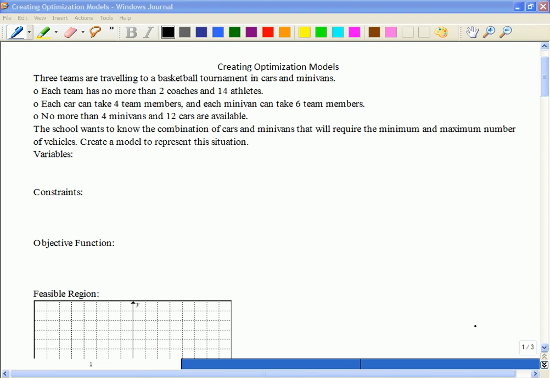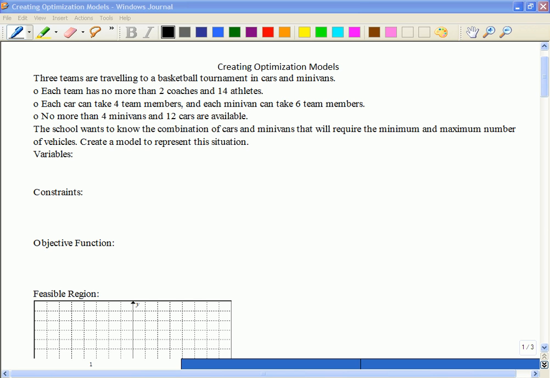So the only new thing today, we had talked about variables and constraints. I guess there's two new terms, but the only new term that we're going to introduce is the objective function. I'll walk you through what the objective function is in this first example, but basically it's what you're trying to optimize. So for example, this first problem, it says 3 teams are traveling in cars and minivans.